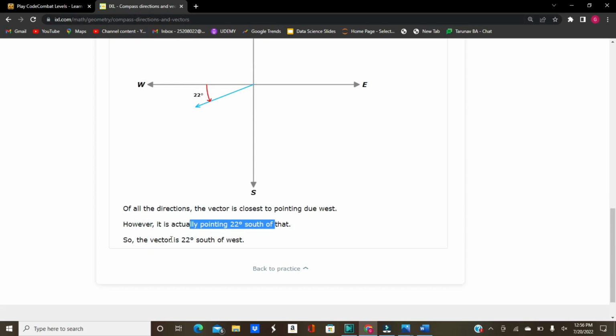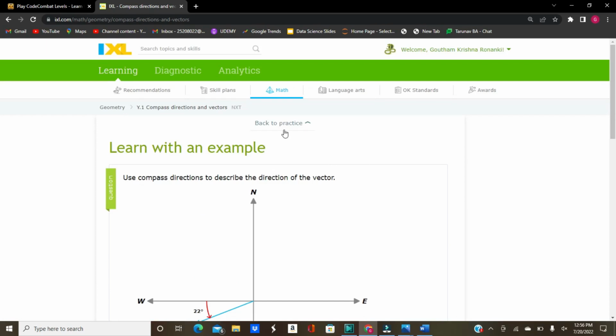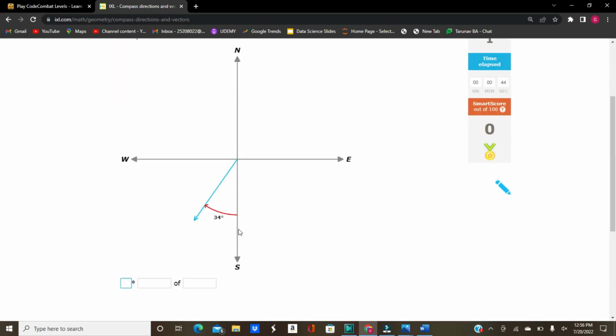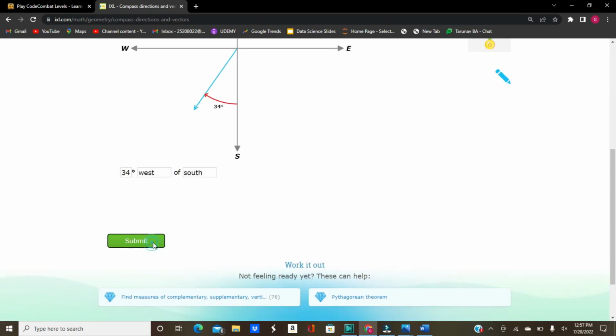So the vector is 22 degrees south of west, because you might say it's west of south because it's closer to west, but it is pointing south when it is closer to west. That's why. So let's try this. It is closest to south, but it is pointing west, so I type southwest, not west south. So first we type the degree, 34 degrees west of south. We type the direction it's pointing in, so it's pointing west, but it is close to south, so west of south.